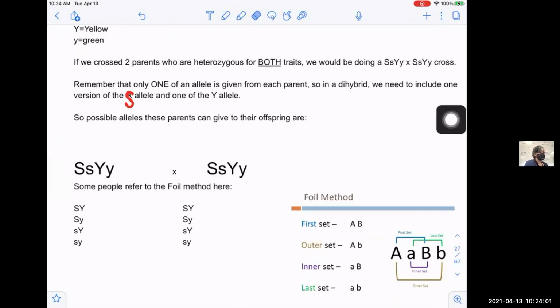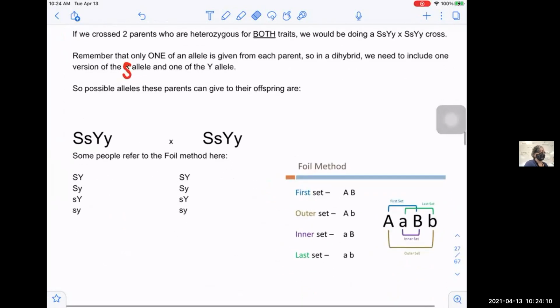And one thing that I don't think Mr. Anderson did very well in his video was explain how to figure out the gametes. So I like to use what looks very similar to the FOIL method in math.